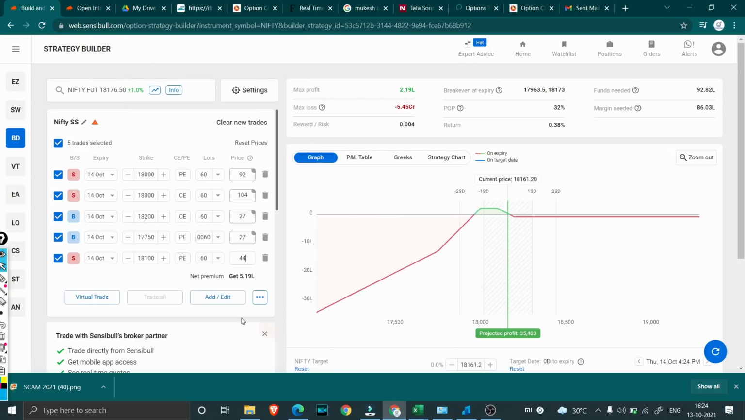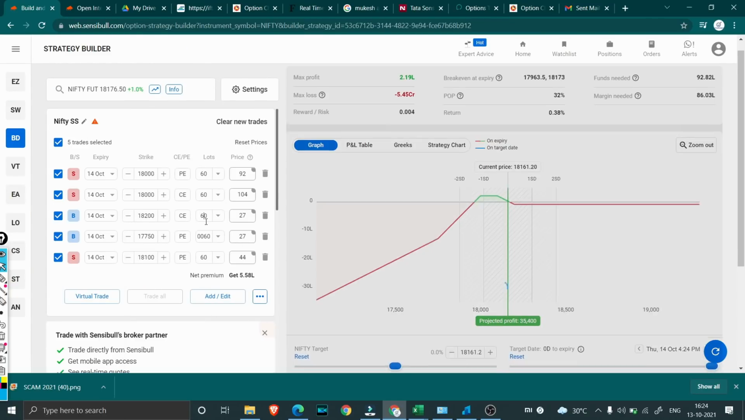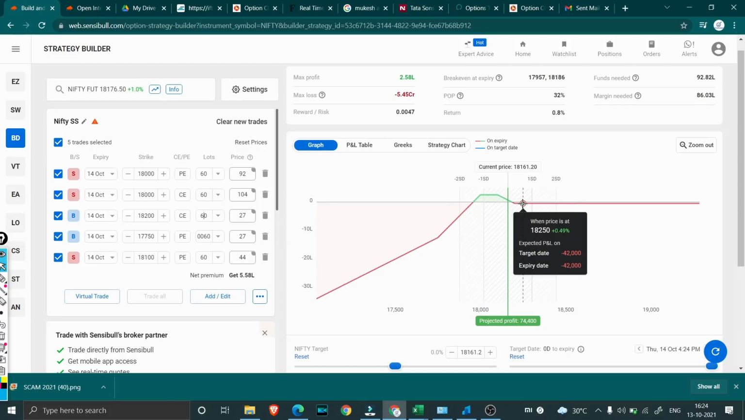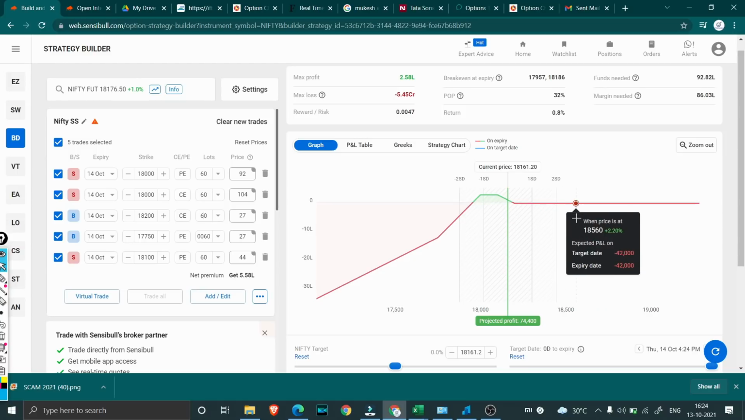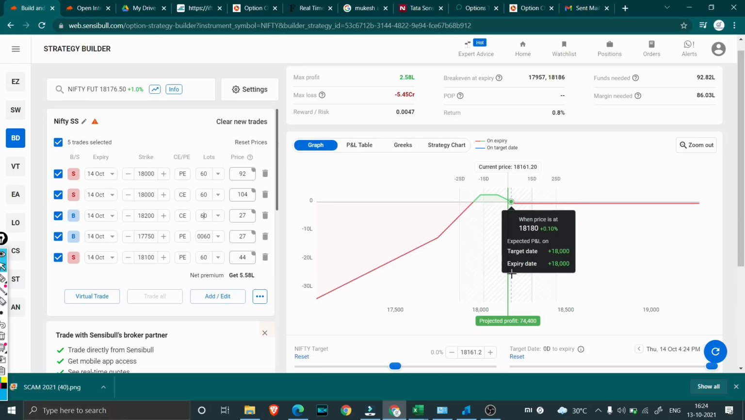Now you can see that I still have a loss on the upside. I still have a loss of 42,000, which means I need to collect around 11 to 12 points to make sure this loss does not exist. There are a couple of ways I can do it. Tomorrow, in case the market falls down, I have nothing to worry about because I have a pretty comfortable break even. I am not expecting the market to go below 18,000.